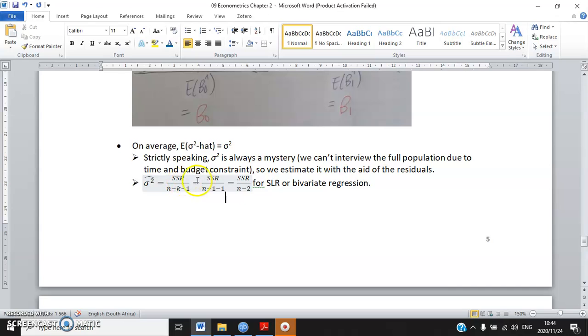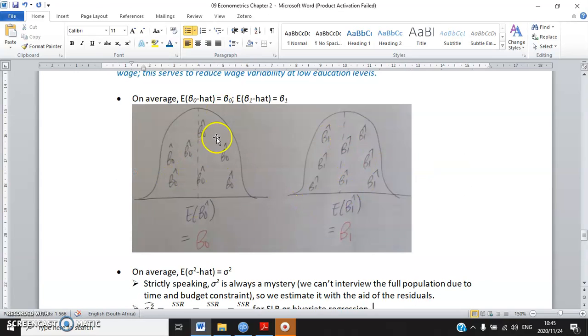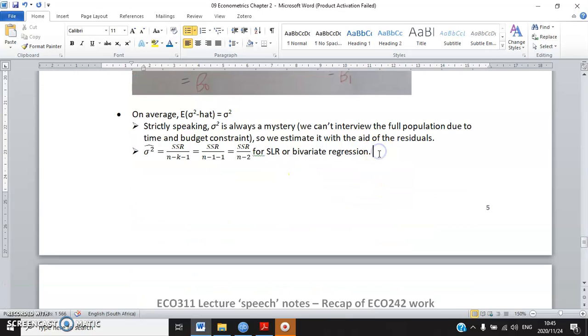We make use of the residual sum of squares divided by n minus k minus 1, and since for the simple linear regression or bivariate regression, k is equal to 1, and then 1 constant, therefore, the denominator is n minus 2. Okay, and we hope that on average, the mean of the estimated variance of the error term will give me the true variance of the error terms, just like this graphical illustration.